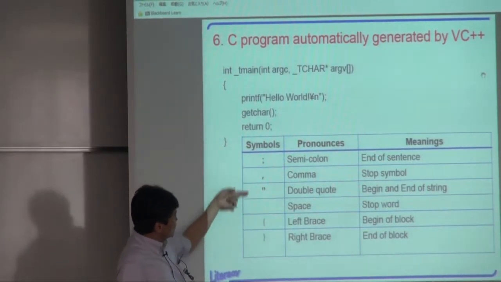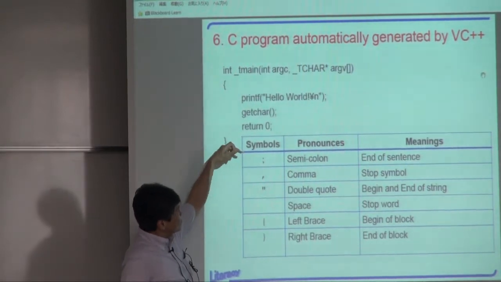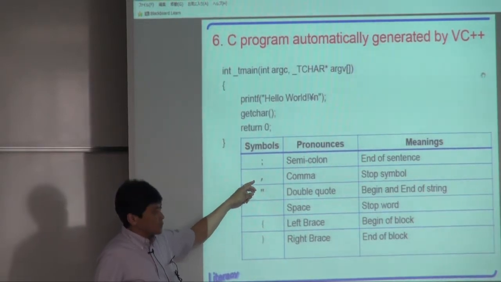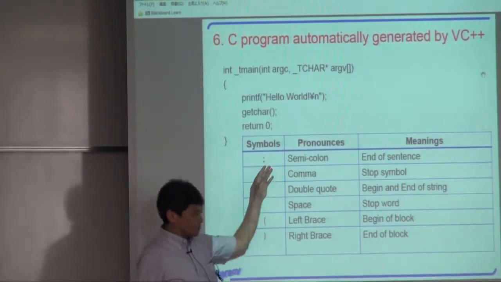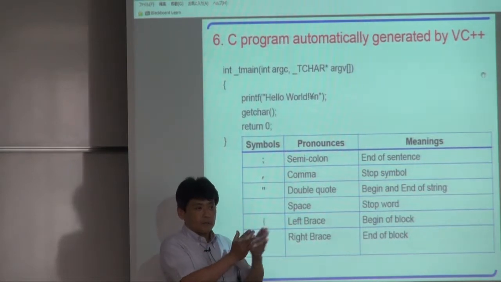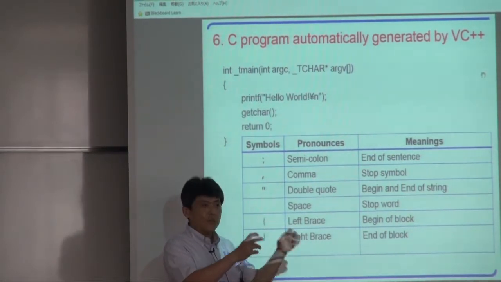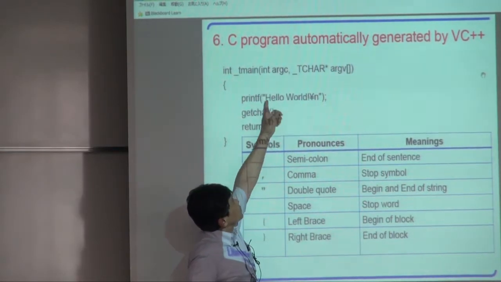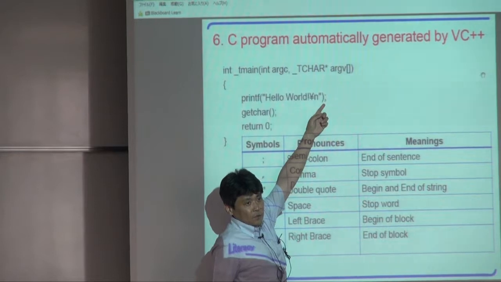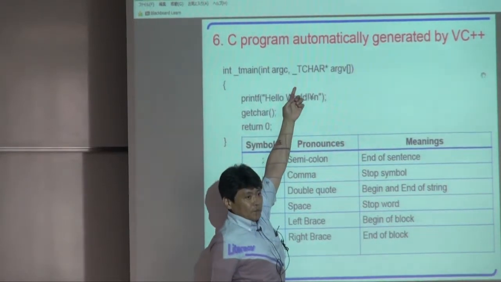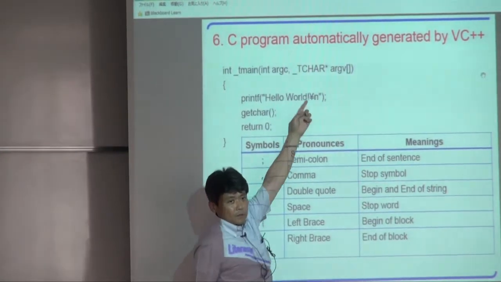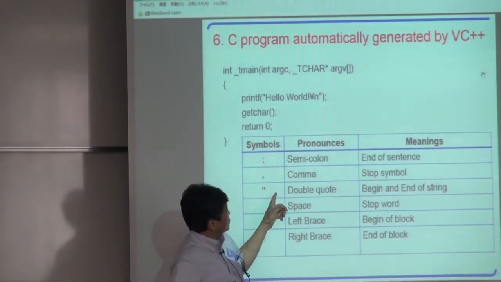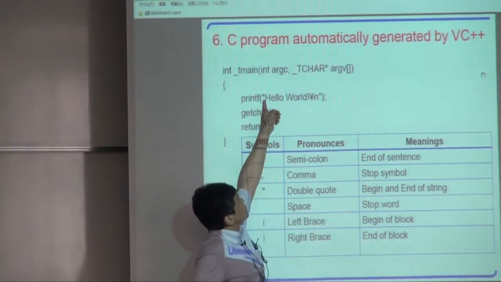And also there are some symbols. Semicolon, I already explained. The comma is used as the separator of arguments, usually. For example, this main function needs 2 arguments, so by using the comma, the 2 arguments are separated. And double quote is used for the string.